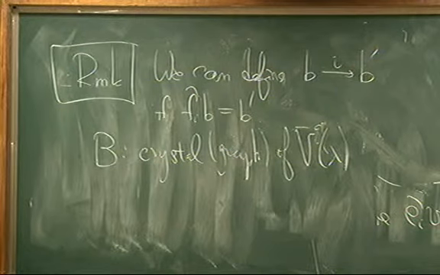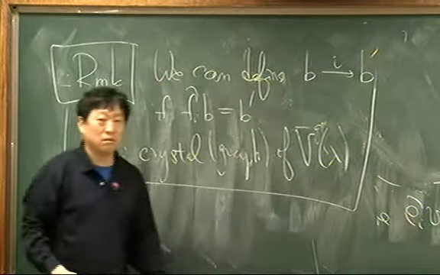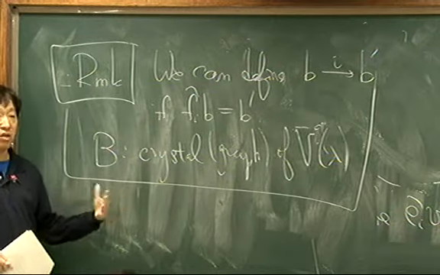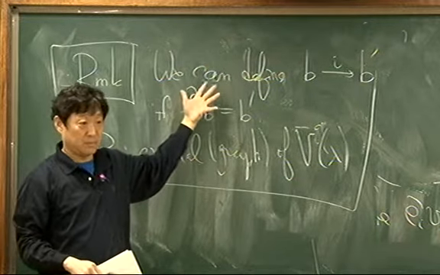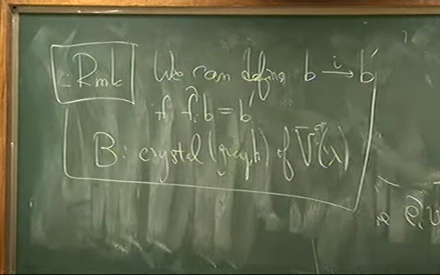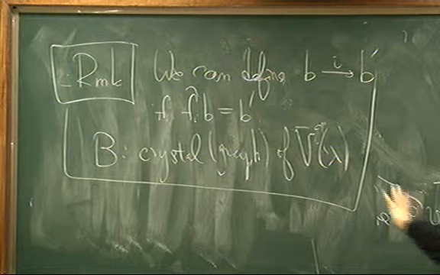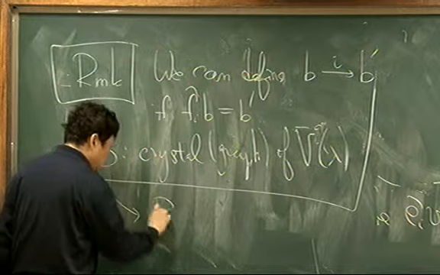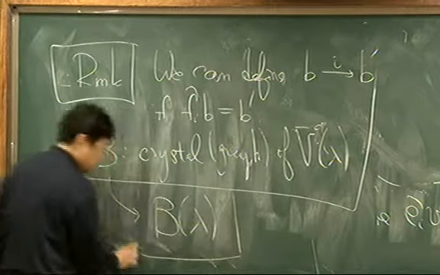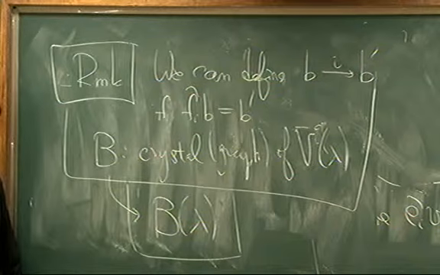So the crystal B contains most of the combinatorial information of the irreducible highest weight module V_q(λ). So to understand the structure of V_q(λ), in many cases it suffices to understand the structure of B. In this case, B is denoted by B(λ), the crystal or crystal graph of the irreducible highest weight module V_q(λ).